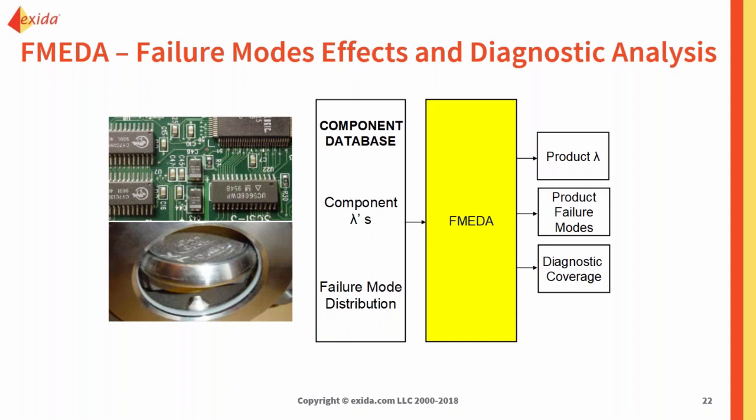FMEDA was started with a FMEA approach, adding in the diagnostic capabilities. When the FMEDA is done, we look at the drawing and the bill of materials in every way we can possibly break it and use the component database to put together a product failure rate, a product failure mode, diagnostic coverage, even useful life. Because the FMEDA is both application specific and environmental specific, it means we can consider how the device works and is set up exactly how it will be operating.